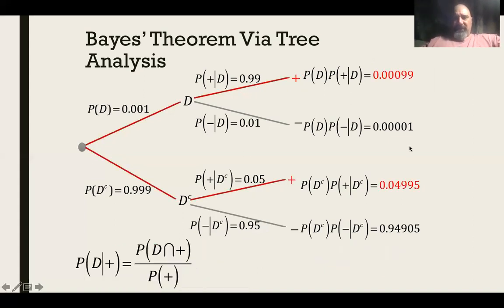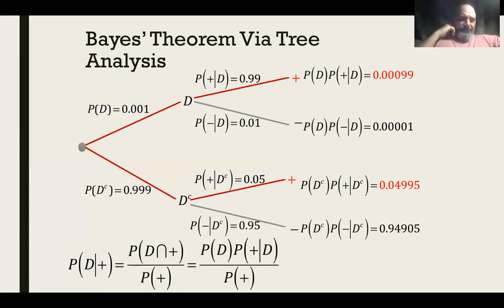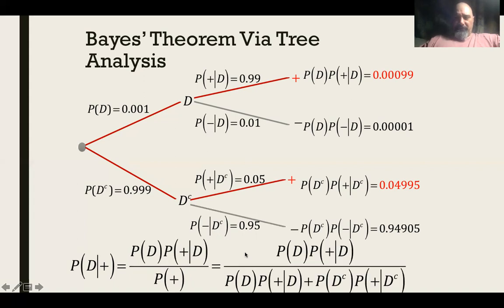Right, I've gone down one of those paths. Probability of disorder given positive is probability of disorder and positive divided by probability of positive. I can rewrite the numerator as probability of disorder times probability of positive given disorder. The denominator, probability of positive, well, it's the probability of positive given the disorder weighted by the probability of the disorder, right? We already have it. It's 0.0099, right?